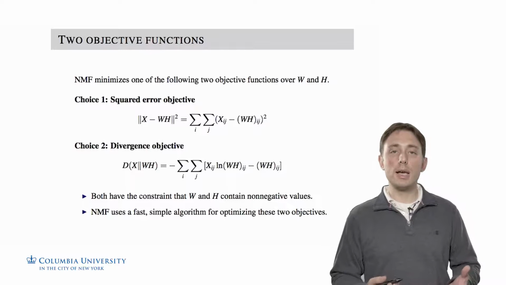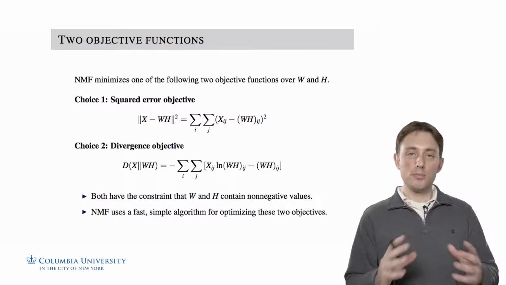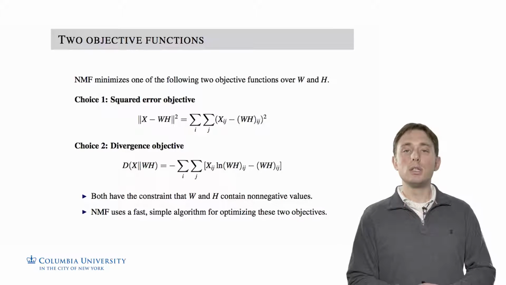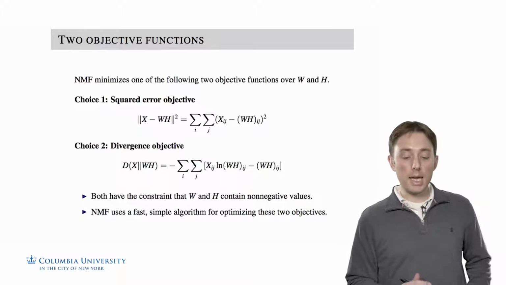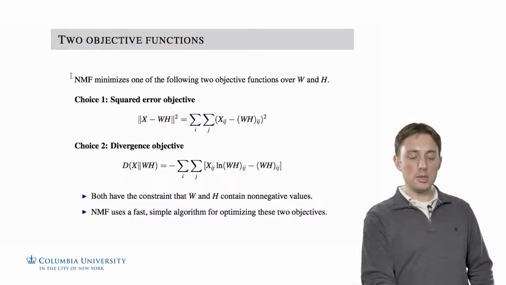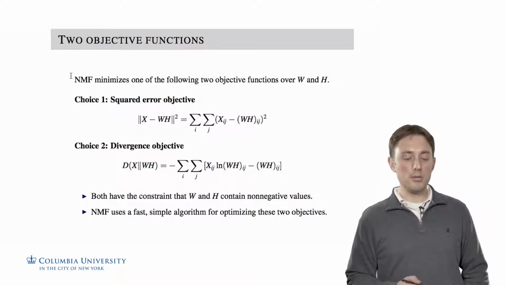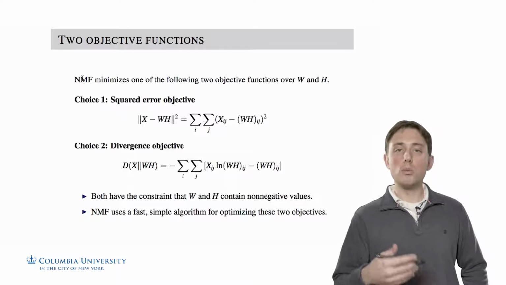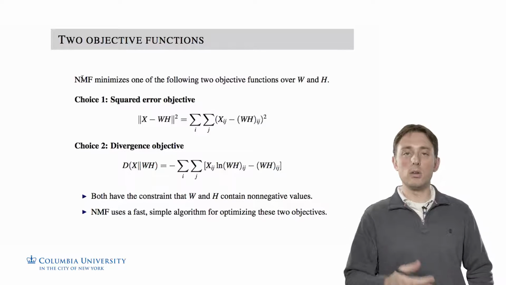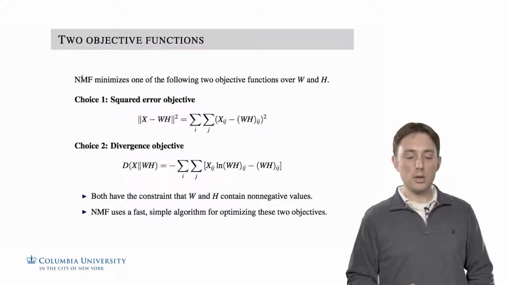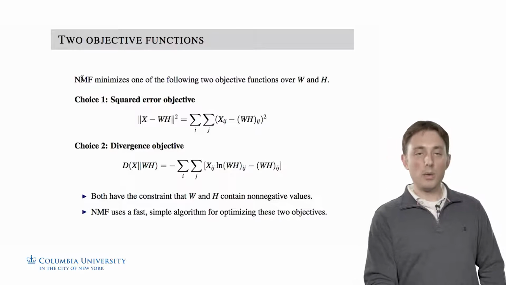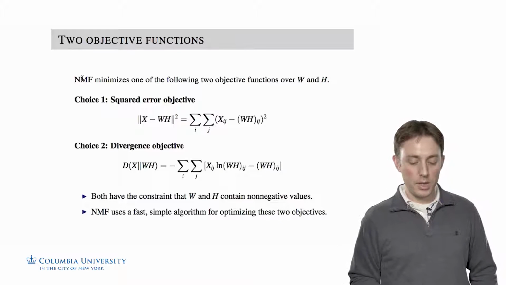Okay, so it's a general technique. Now let's go back to being abstract about it and discuss the two specific objective functions that the NMF algorithm, the specific instance of non-negative matrix factorization that we're discussing, can minimize. So really it's a set of two algorithms for two different objective functions. And we'll discuss both of them separately.